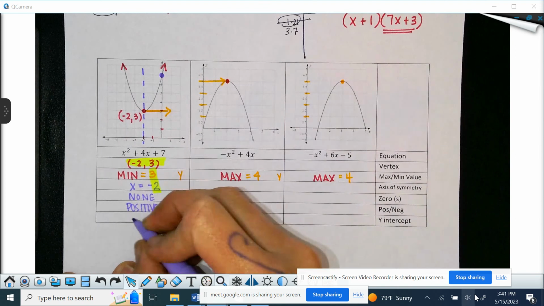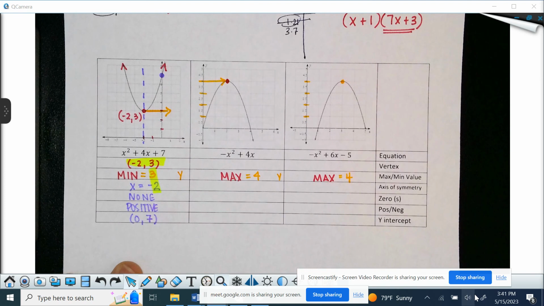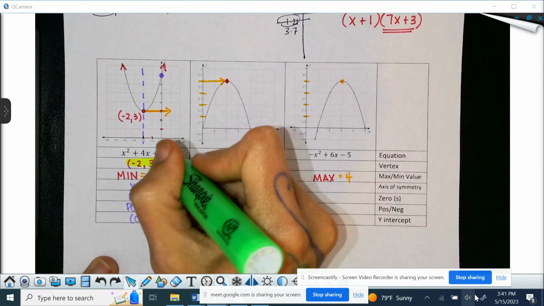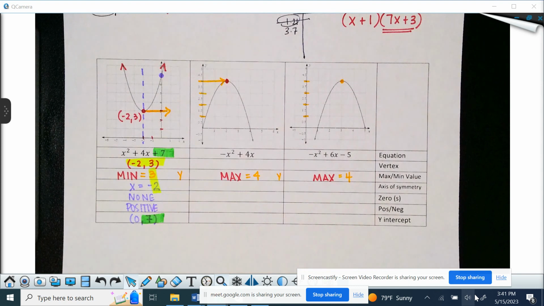So 0, left, right, up, down, 7. Just for more little fun, save-yourself-some-brain-power things: if you find the pattern, the constant is always your y-intercept, whether it be linear, quadratic, exponential, any of those good fun things. The constant on the end will always be your y-intercept. All right, so go on to the next one.